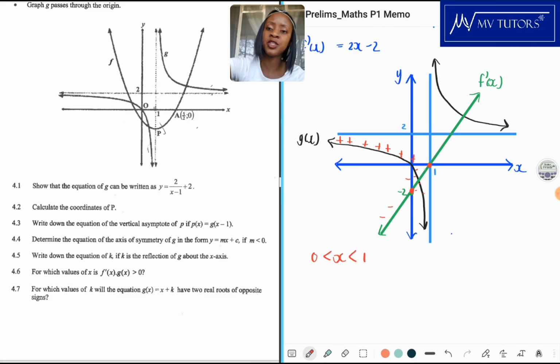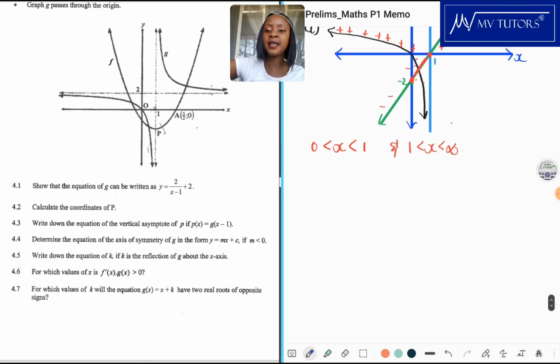So this is the first region that we are working with, where both are negative and they yield a value bigger than 0. So now after 1, what happens? Well, f prime is positive, and also g is positive. So again, x is bigger than 1, not bigger and equal to, because we would have 0, okay? So x is bigger than 1, and where does it end? Well, it ends in infinity. So that's how I would write the answer.